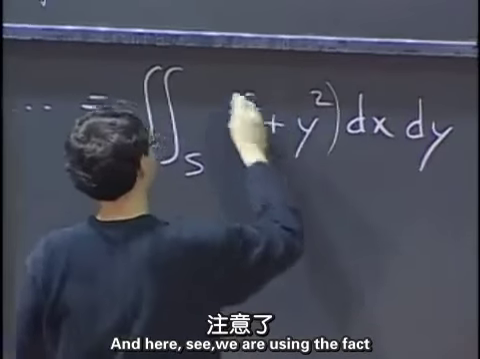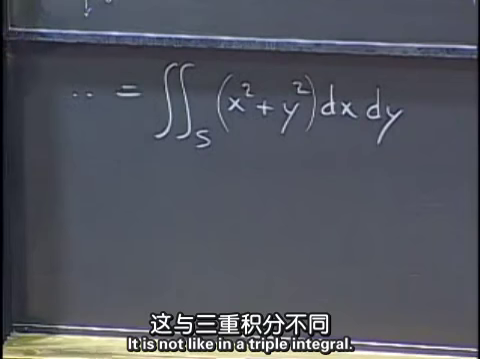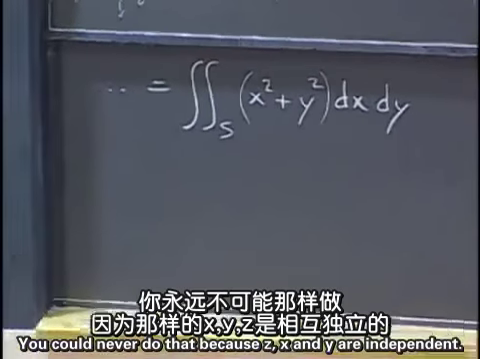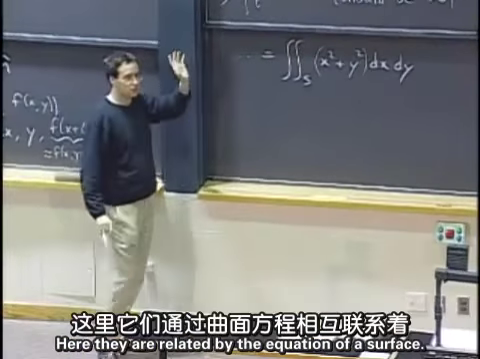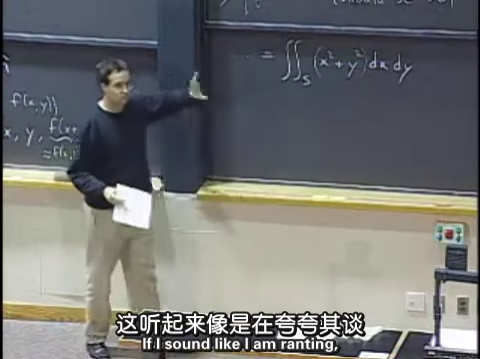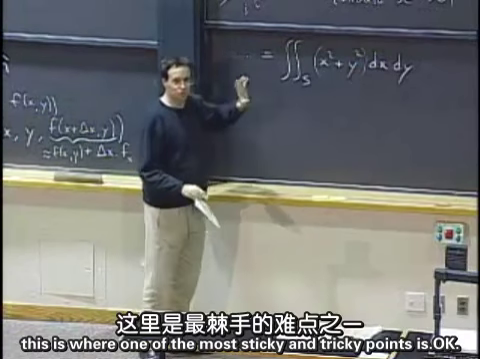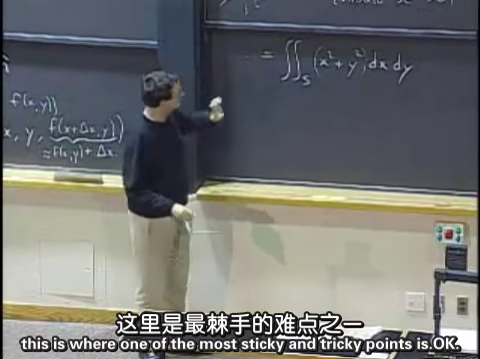And here, we're using the fact that we're only looking at things that are on the surface. It's not like in a triple integral, where you could never do that because z, x, and y are independent. Here, they're related by the equation of the surface. Sorry if I sound like I'm ranting, but I know from experience this is one of the most sticky and tricky points.